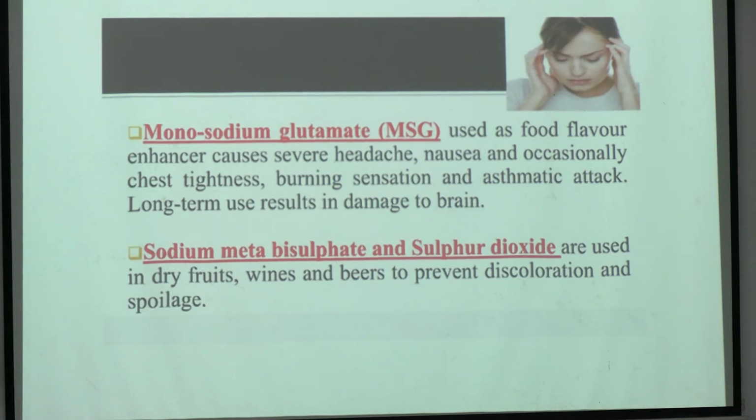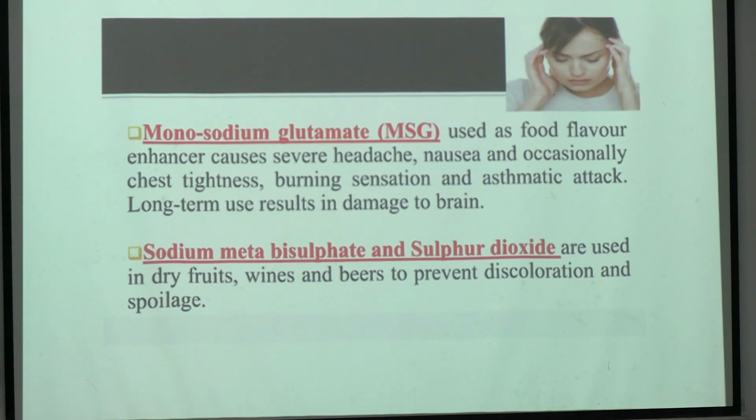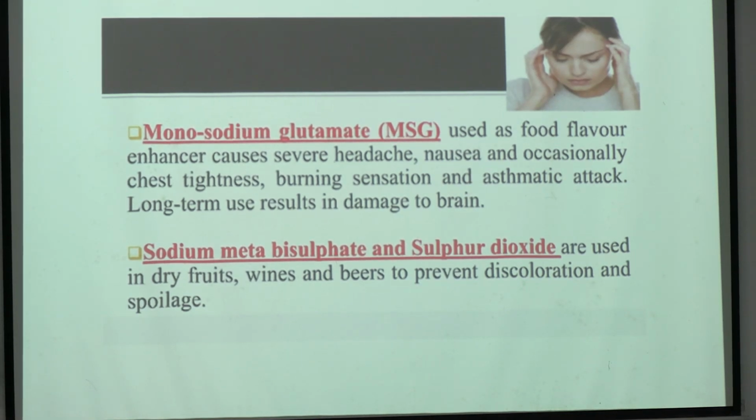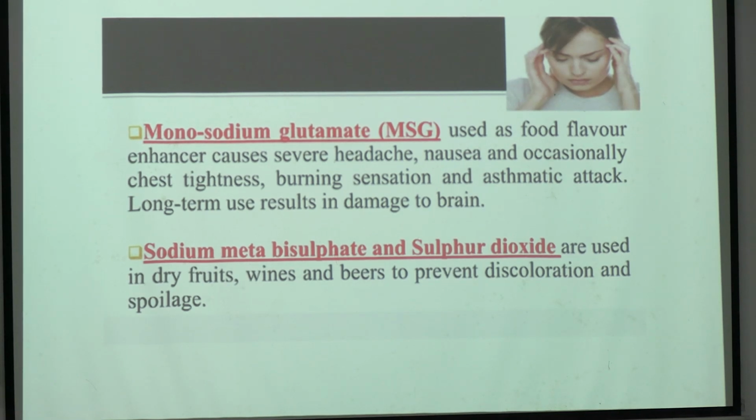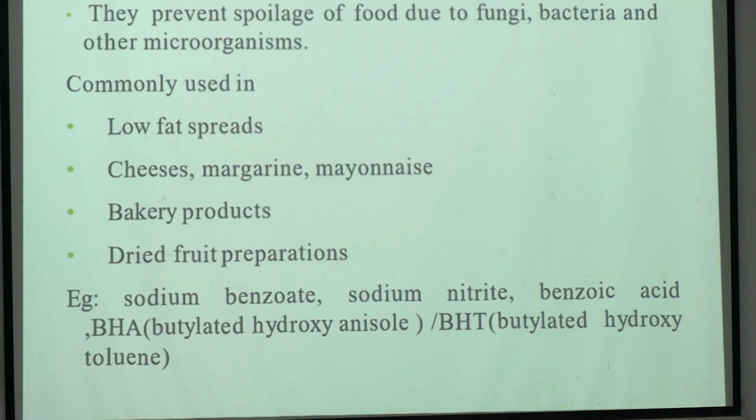Then you have monosodium glutamate, which I told you about in my last class, which they add in Chinese food. It causes severe headache, nausea, and occasionally chest tightness, burning sensation, and asthmatic attack. Long-term use can result in damage to the brain. Then again, sodium metabisulfite and sulfur dioxide are used in dry fruits, wines and beers to prevent discoloration and spoilage.